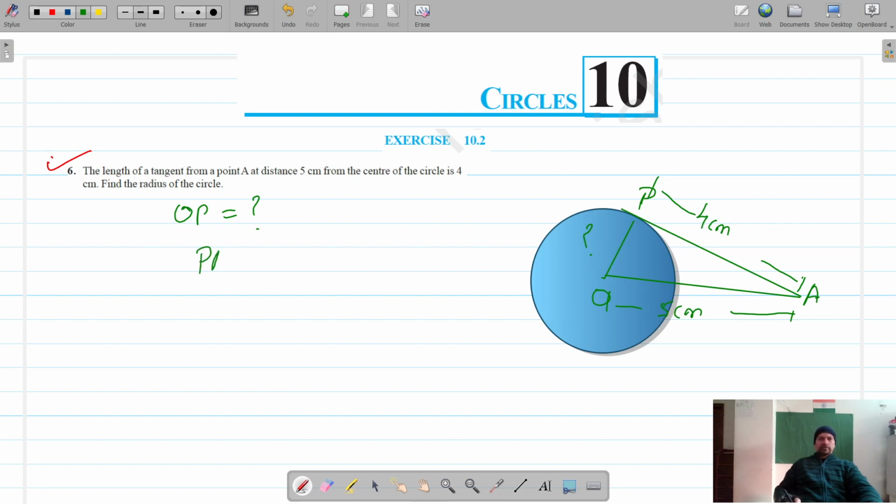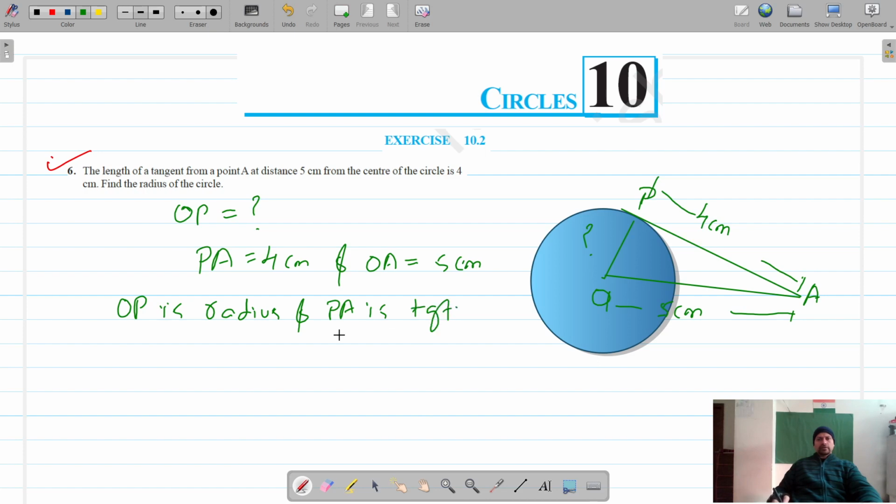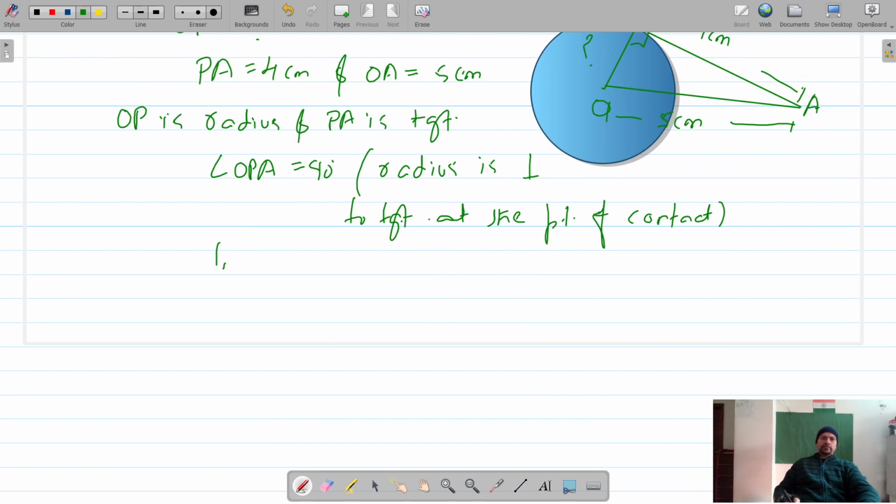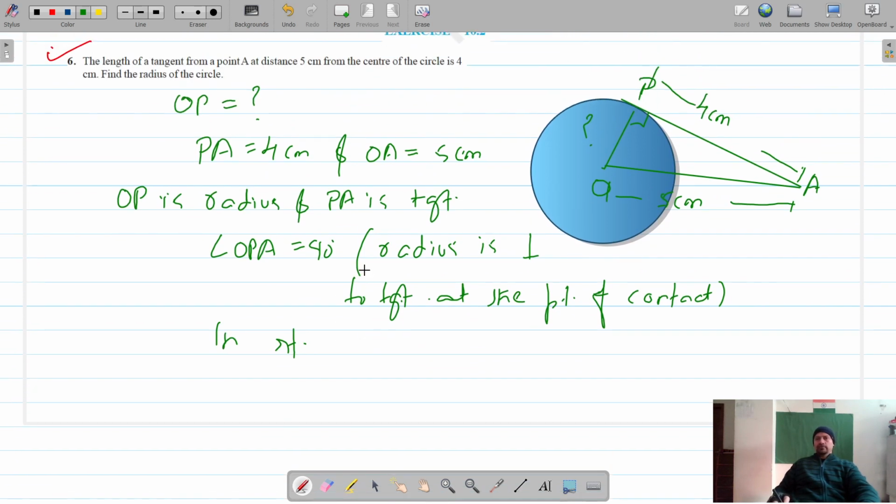Okay, now what's given to us is PA is 4 cm, and the distance of the point from the center of the circle is 5 cm. And now OP is the radius, and PA is the tangent. So that means angle OPA is 90 degrees, as the radius is perpendicular to the tangent at the point of contact. Okay, so that means this is a right angle triangle.